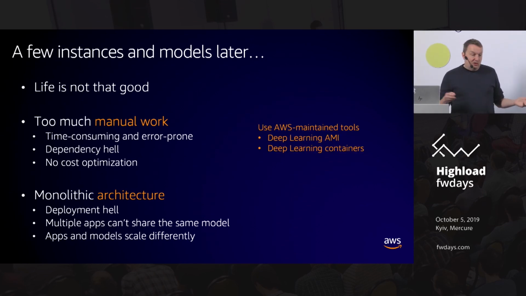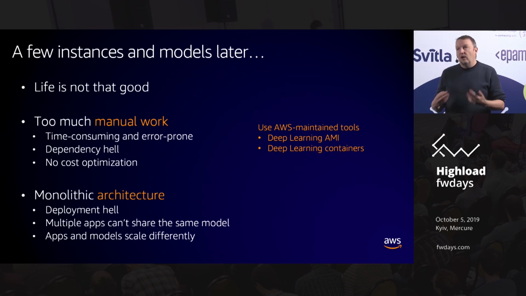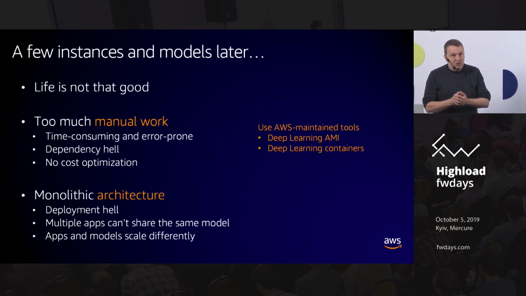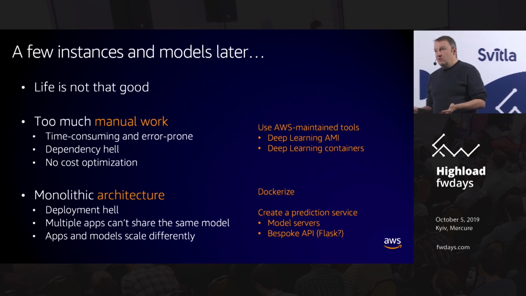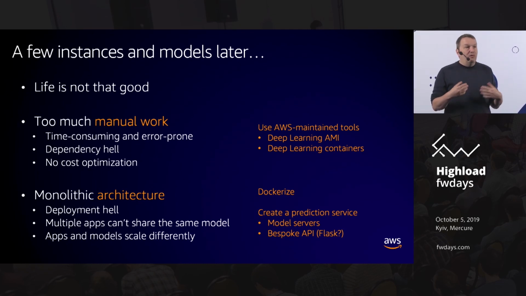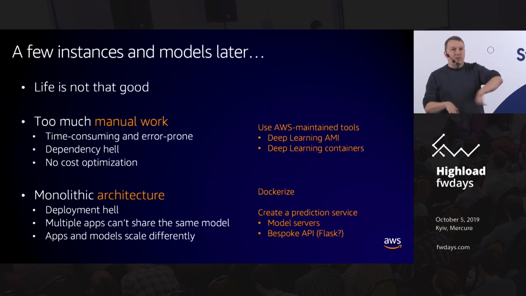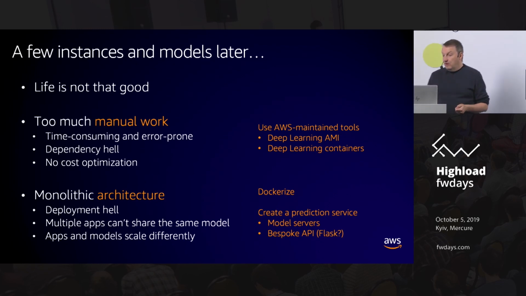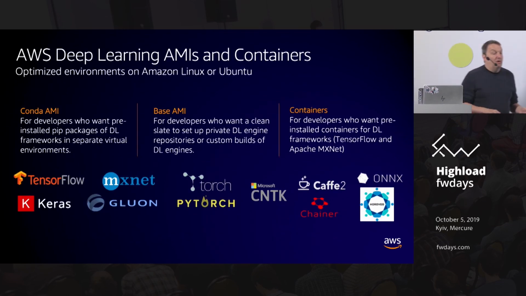So a couple of options, of course, would be stop doing manual work. I'll talk in a minute about some tools that we provide to help you focus on the model itself and not managing virtual machines and different things. And of course, the monolithic architecture can be at least Dockerized to solve deployment problems, and hopefully you can break it down into different pieces. You can create a prediction service, so separate the business logic from the machine learning model, using model servers, or maybe building a specific API. Basic techniques we've all used for years, and they also apply for ML.